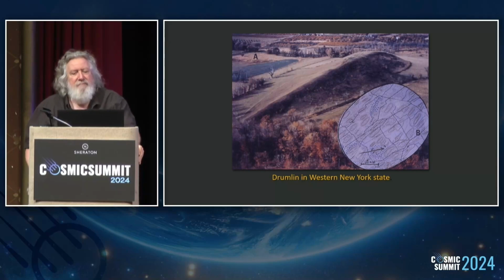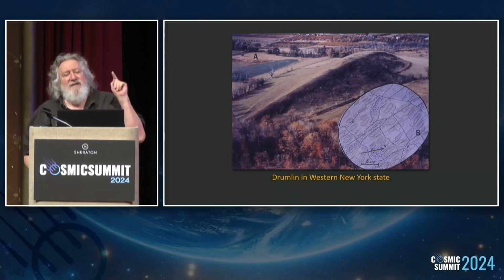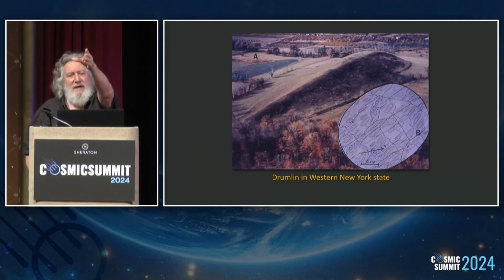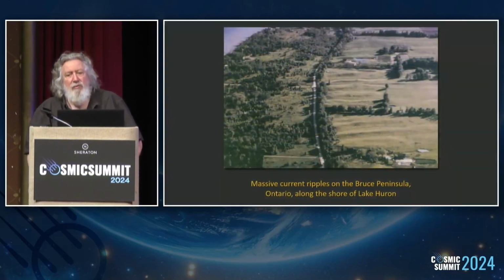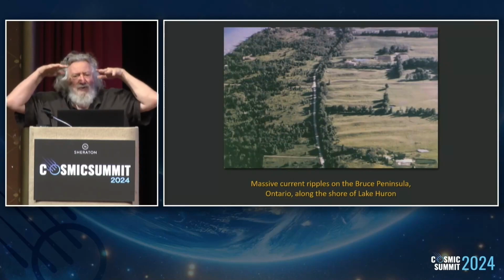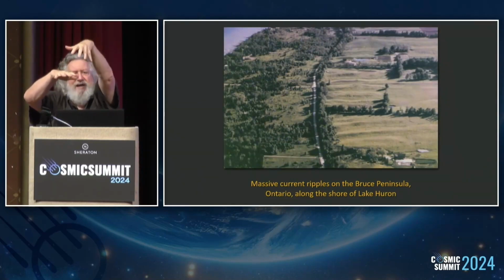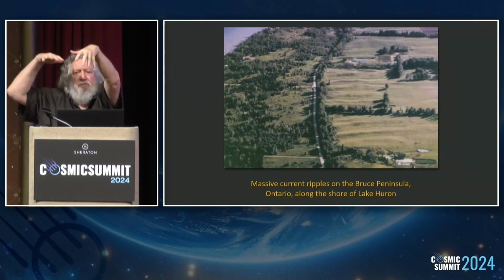This is a drumlin. Blunt end faces up current, tapered end faces down current. Drumlin swarms. Giant current ripples. These are up on the Bruce Peninsula along the shore of Lake Huron. We see giant current ripples. Here's what happens. We see a drumlin swarm under where the ice was, showing that there was water.